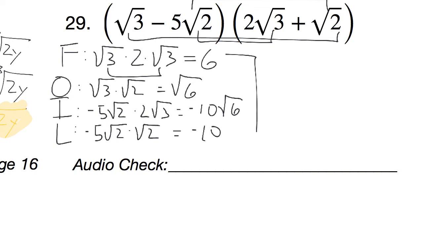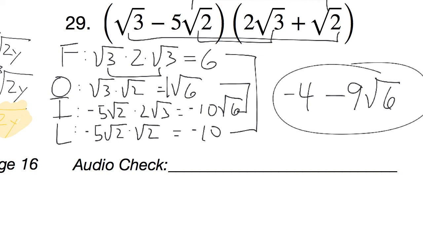Combining these terms, 6 plus negative 10 is negative 4. And then combining these terms, we get one of these plus negative 10 of them gives you negative 9 of them. Negative 9 square roots of 6. And that's the answer. So we're finished with the video.